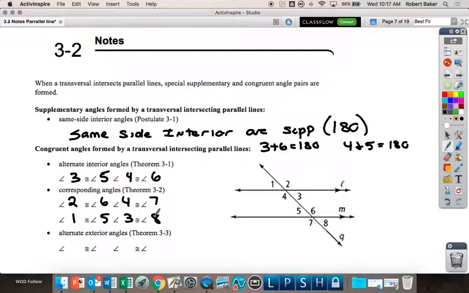So still practicing identifying what is corresponding and what is not. And now that the lines are parallel, they are congruent. And then what are the alternate exterior angles that are congruent? 1 and 8, and 2 and 7. Guys, that's what your quiz looks like. It says what's in a pair of alternate interior angles, and you just list them.